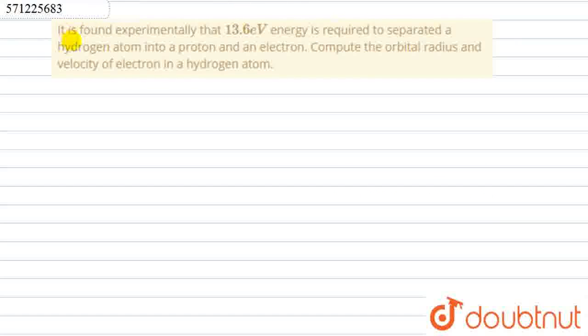Hello students, we are given with the question and the question says that it is found experimentally that 13.6 electron volt energy is required to separate a hydrogen atom into a proton and an electron. Compute the orbital radius and velocity of electron in a hydrogen atom.